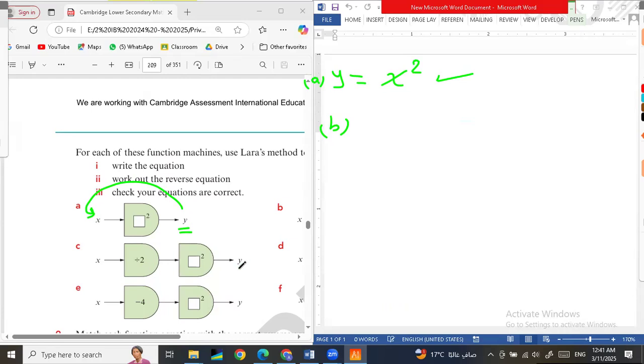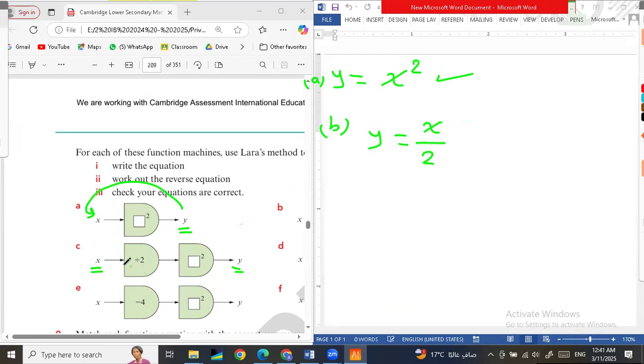What about question B? I want the equation. It is also to find y. This is my final destination. So to find y, what do I do? You start with x. Yes, this is my beginning in order to reach y at the end. So I start with x. What do I do to x? Divided by 2. Okay, so over 2.